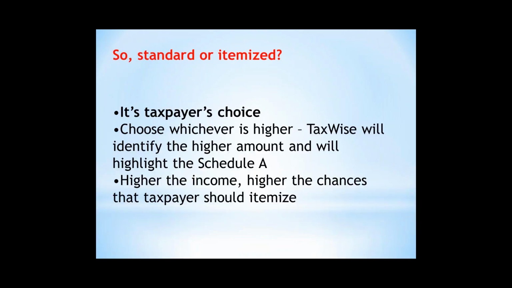So again, standard or itemized, it's always the taxpayer's choice. However, if you go through and do a Schedule A to see if it's going to be a higher amount, the program will automatically take the highest one. So it'll take whatever's most advantageous for the taxpayer. Like I said, 9 times out of 10, probably more than that, it's going to be most advantageous for the taxpayer if they just take the standard amount.